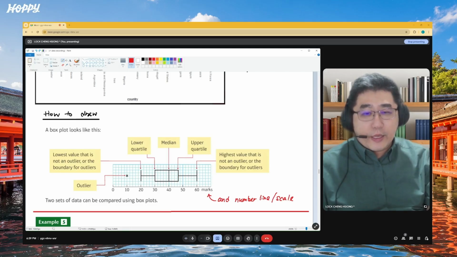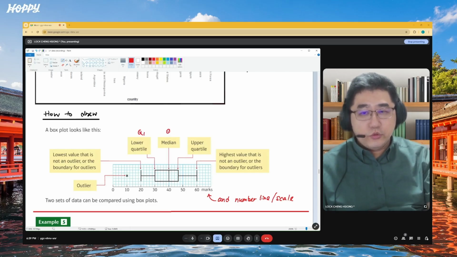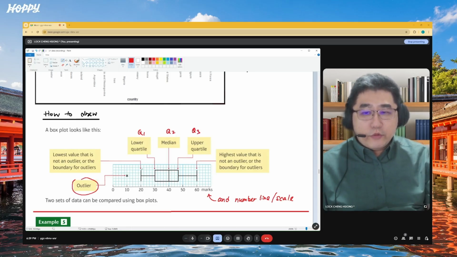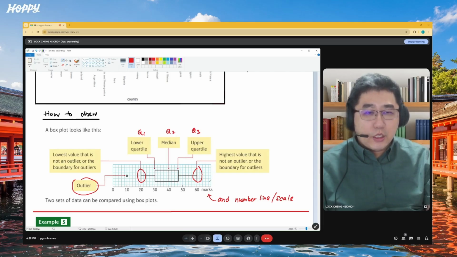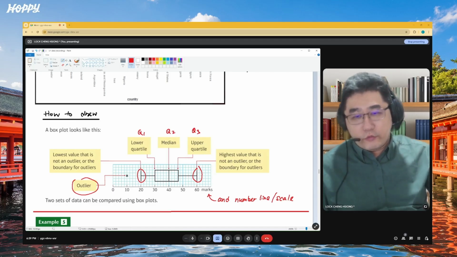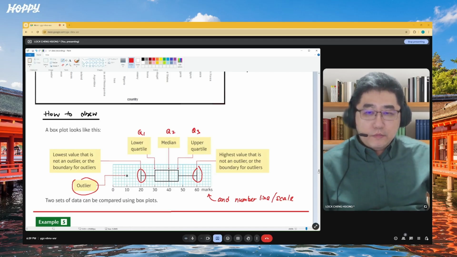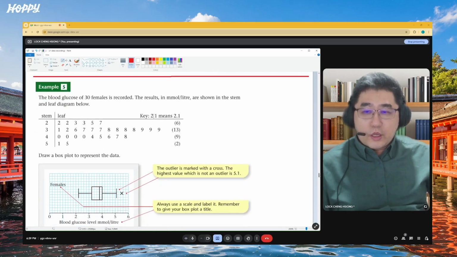You need to have the number line that represents the scale. Then you have the value of Q1, the value of Q2, the value of Q3. You will have the outlier. Then you have the smallest value and the biggest value within the upper fence and the lower fence.